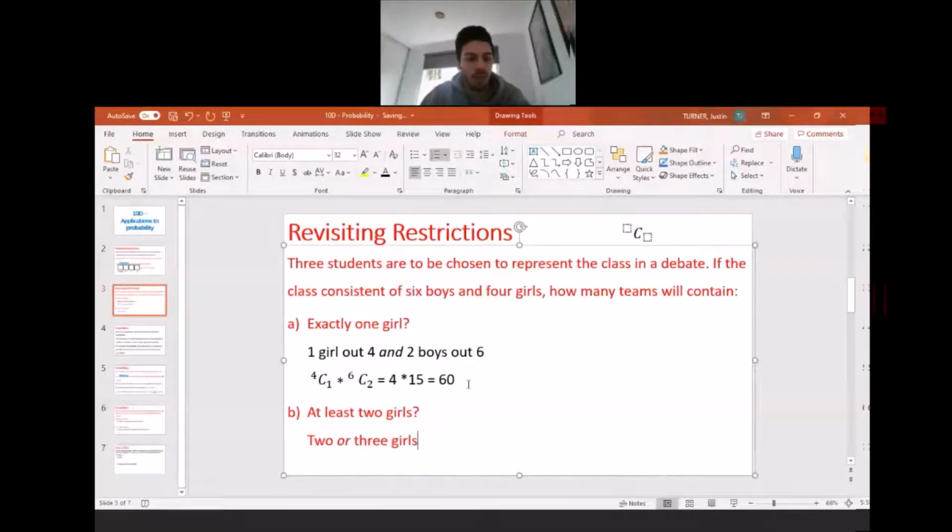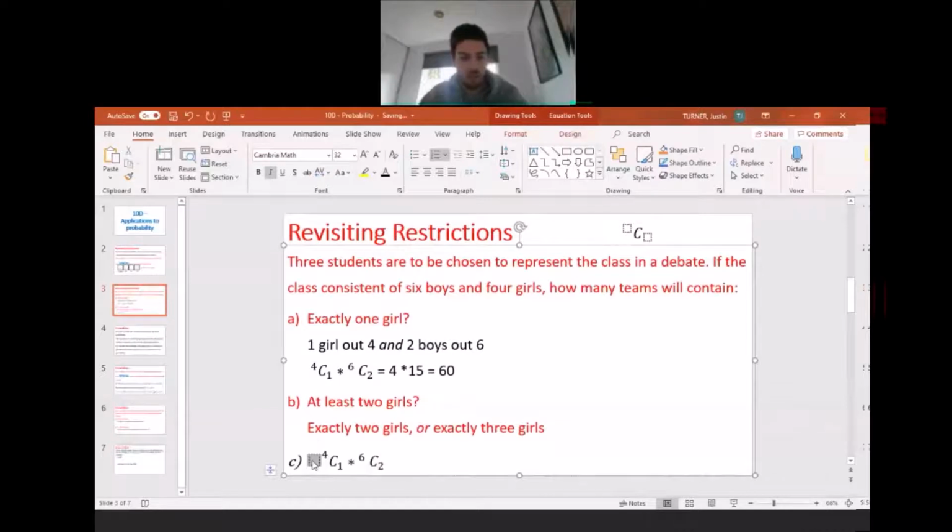What we're going to do is a similar thing to where we worked out the number of combinations for exactly 1 girl. We're going to do that for exactly 2 girls, or you could have exactly 3 girls. Because at least 2 girls means you can have 2 or more, and the maximum is 3. So we do a similar sort of calculation here.